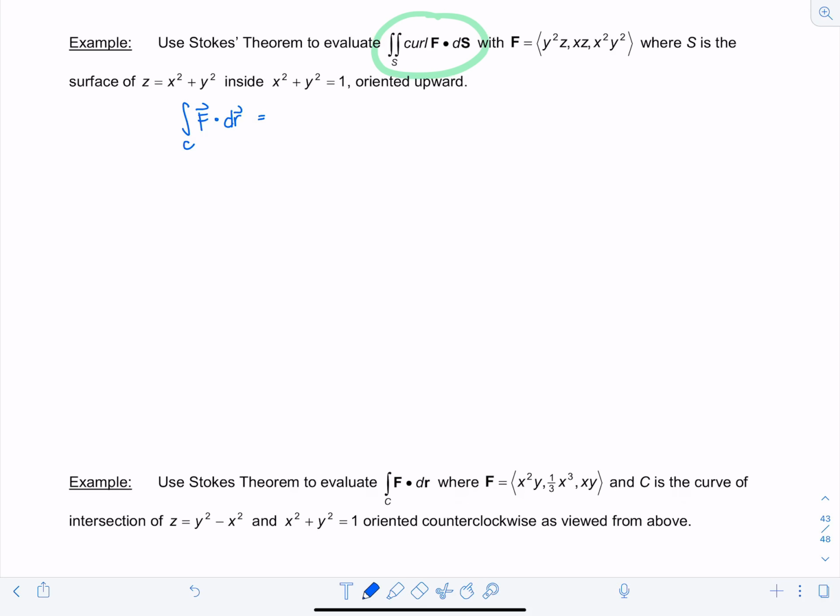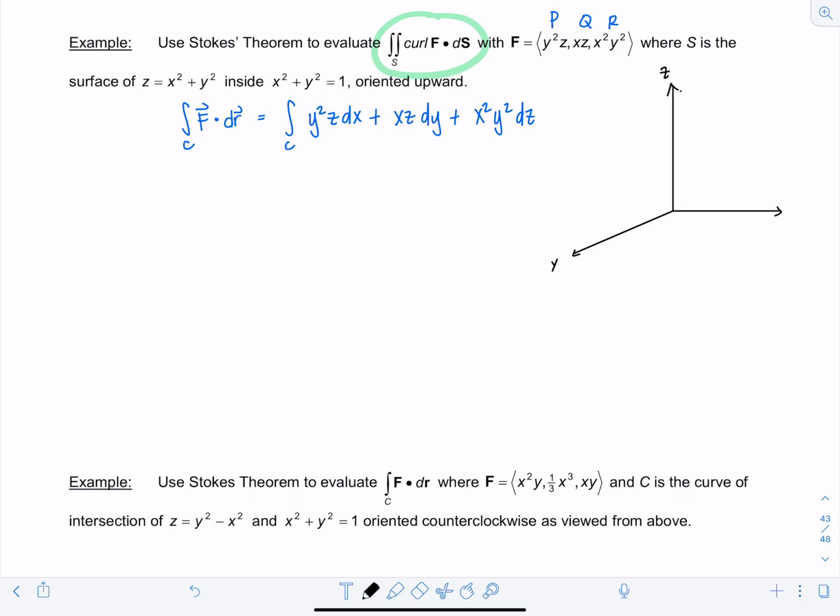Okay, so I'll set it up. This is P, Q, R. So we would have P dx plus Q dy plus R dz. Okay, now let's draw the surface. So we've got a paraboloid and it has to live inside a cylinder. Not bad, not bad.